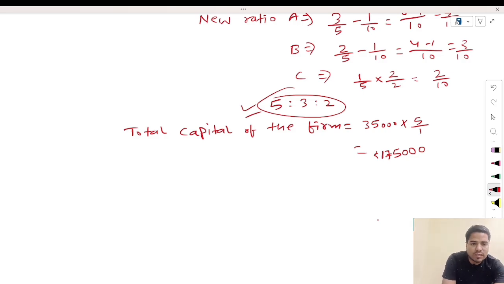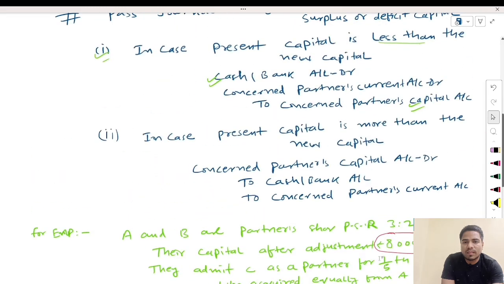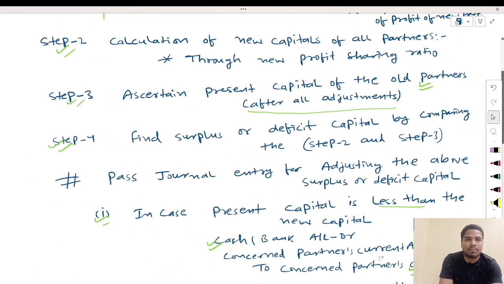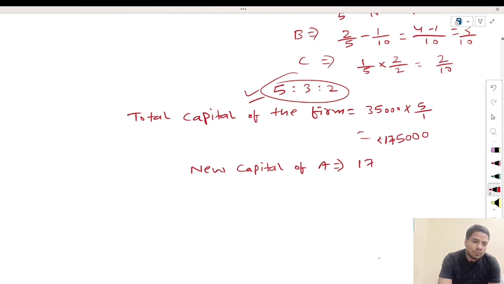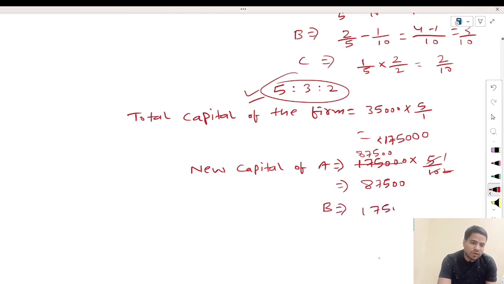This was the first step. In the second step, calculate the new capital of all the partners using the new profit sharing ratio. So the new capital of A is 1,75,000 multiplied by 5/10, which is 87,500. And for B, what would be the new capital? 1,75,000 multiplied by 3/10.